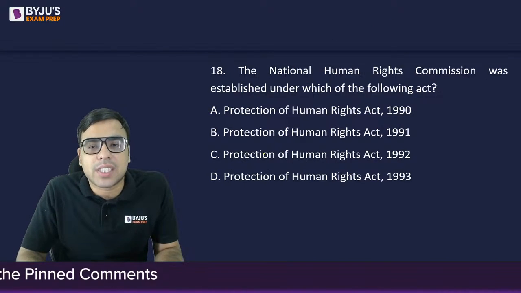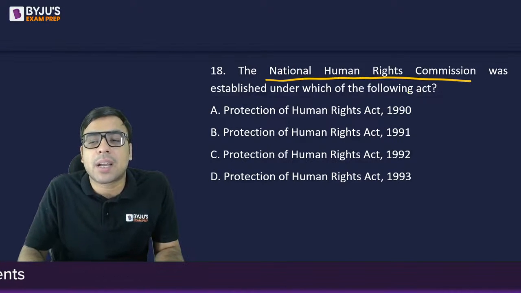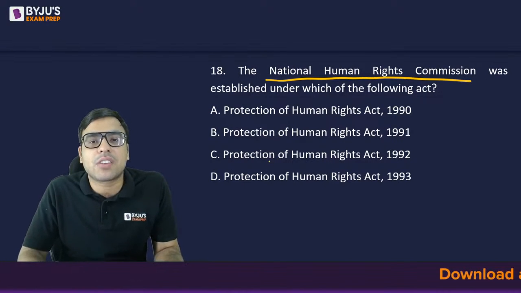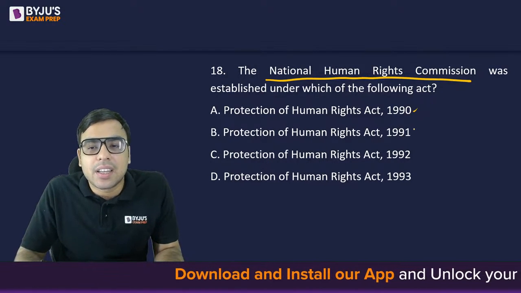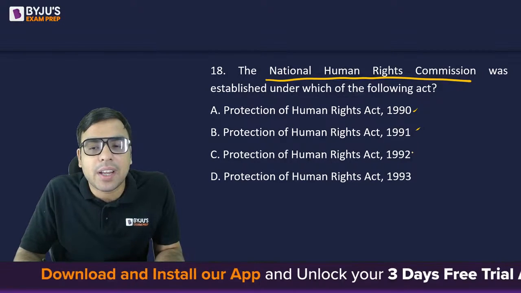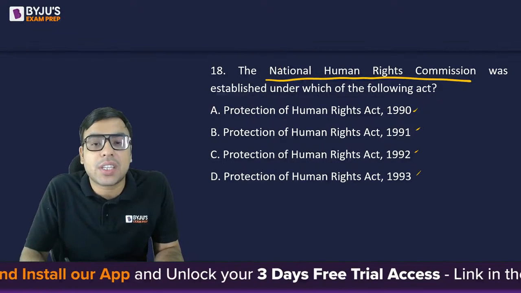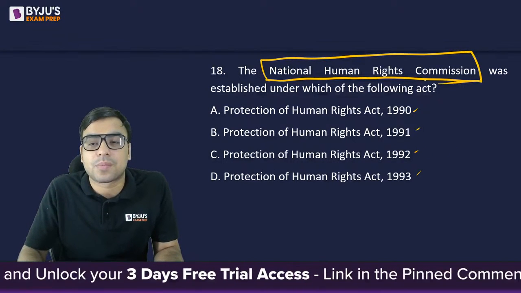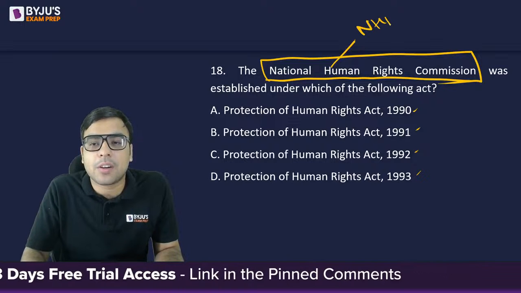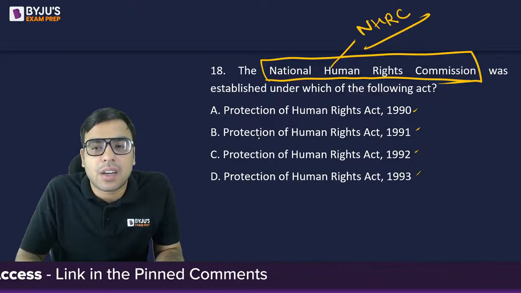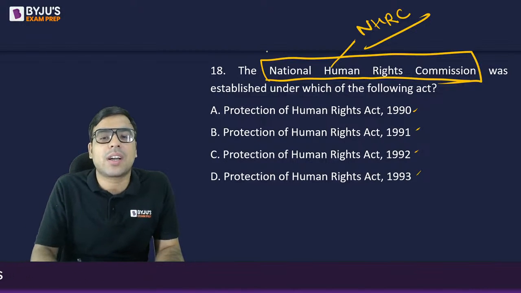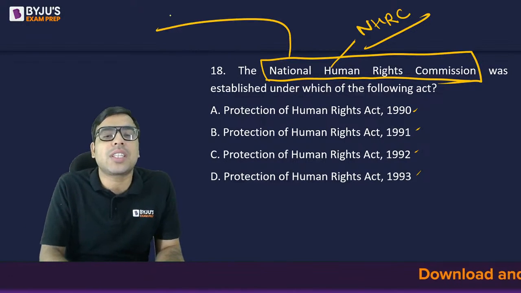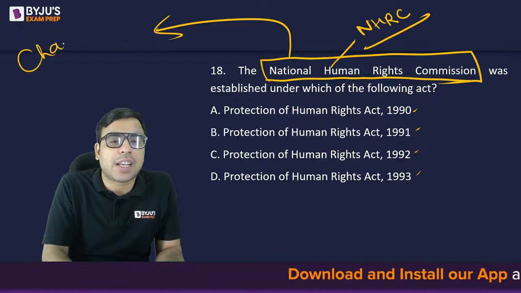The next is question number 18. National Human Rights Commission was established under which of the following acts? Protection of Human Rights Act 1990, 91, 92, 93. What is the right answer to this question? I hope you are aware who is the chairperson or chairman of the National Human Rights Commission?